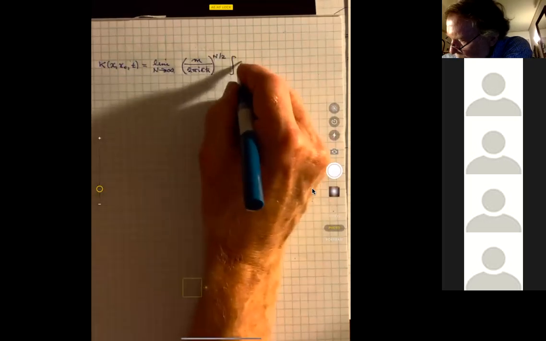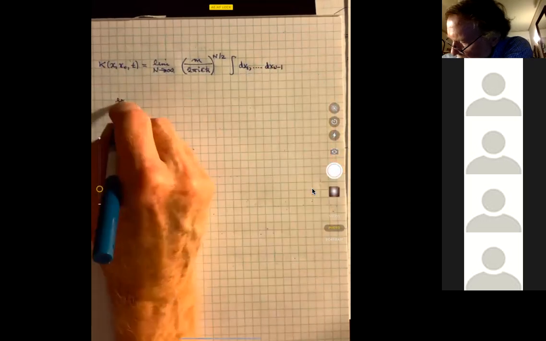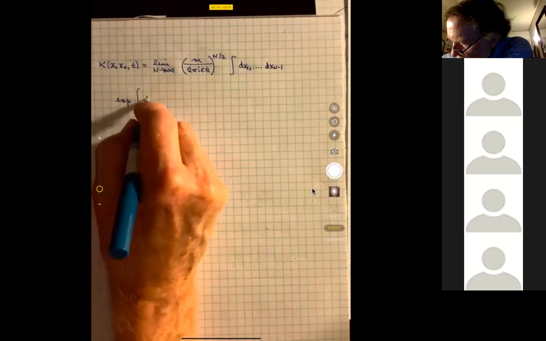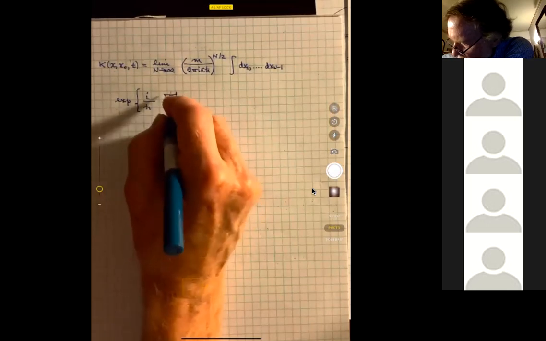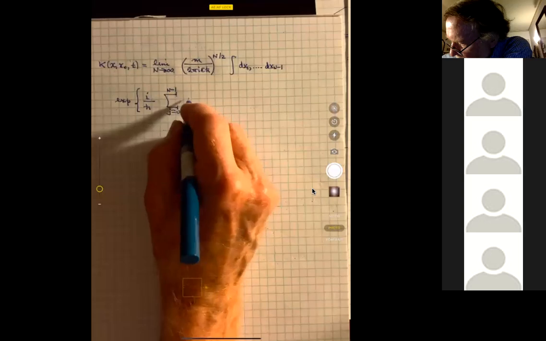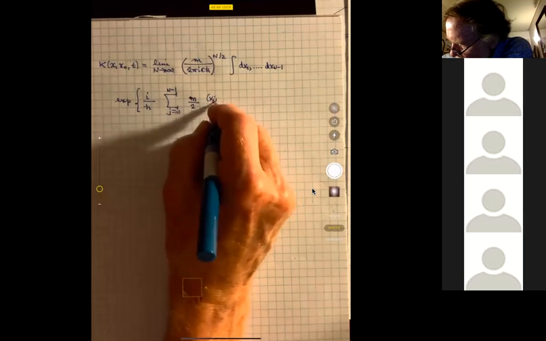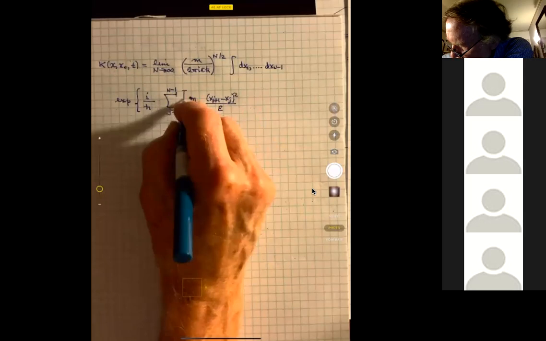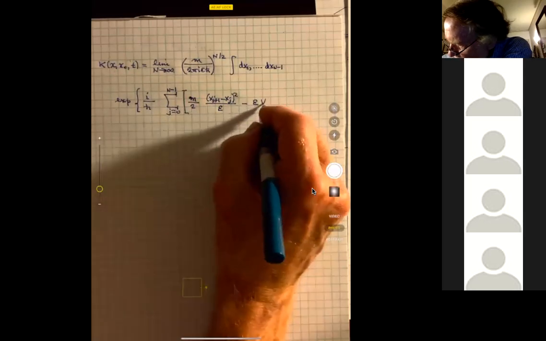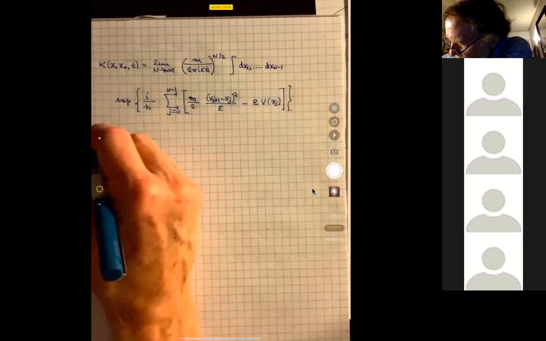An integral dx1 up to dx n minus 1. And then we have the exponential of the following. It's i over h bar times the sum, j equals 0 up to n minus 1, of the mass m over 2 times x j plus 1 minus x sub j, quantity squared over epsilon. Let me put square brackets here. Minus epsilon times V of x j, like so. Curly brackets like that.